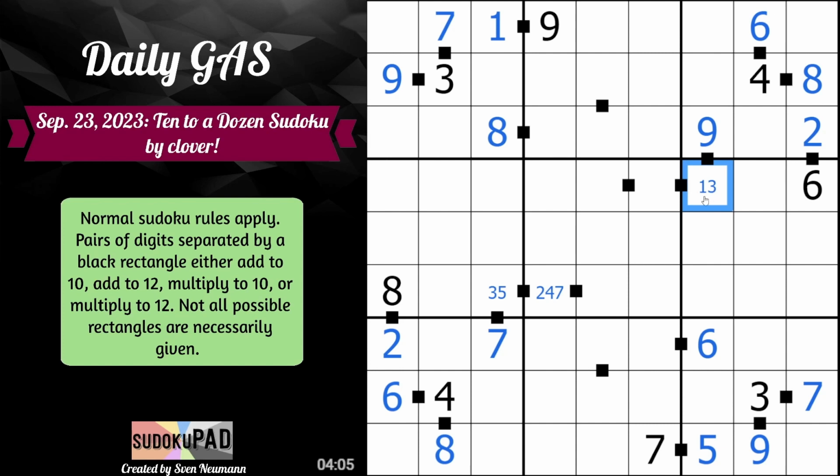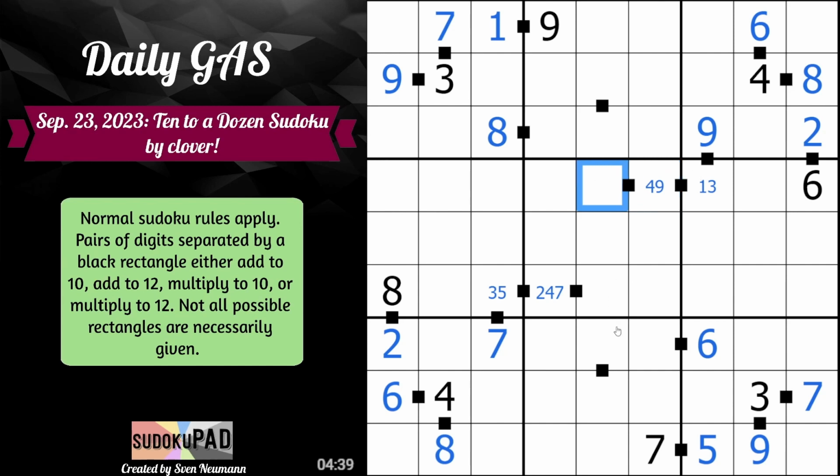Well, 1, okay, if this is 1, it only has one option. 1 can't multiply to 10, it can't multiply to 12, and it can't add to 12 because you need 11. It can only go with 9. But 3 could go with 7. It can't go with 7 in this case. Right? But it can be 3 9, it can be 3 4. All right, we got a 4 9 pair across this way.